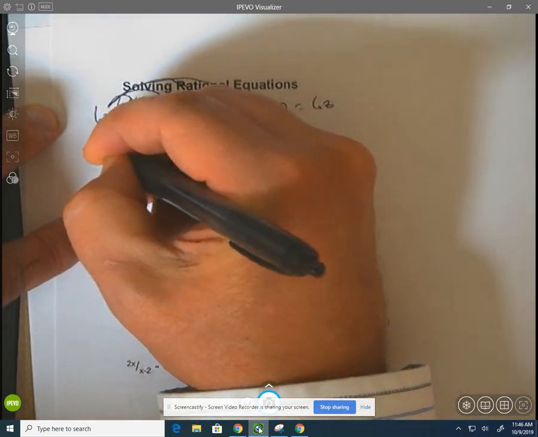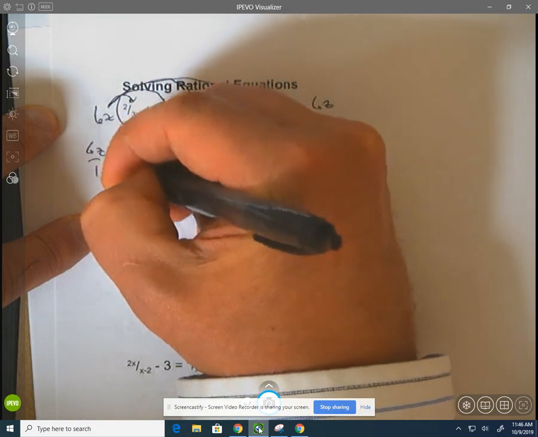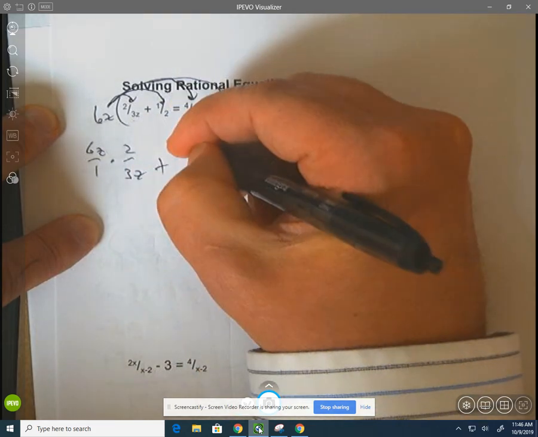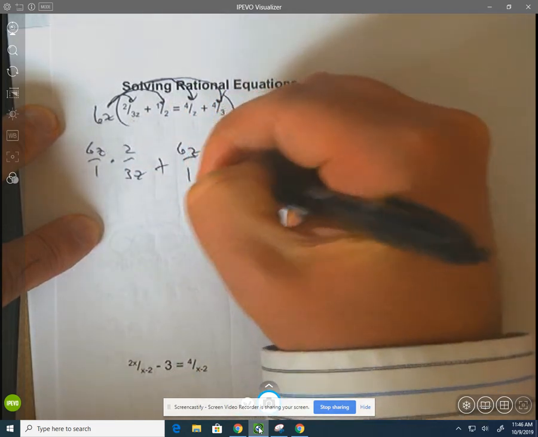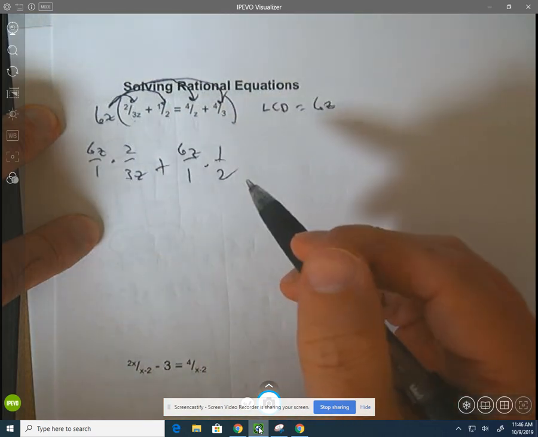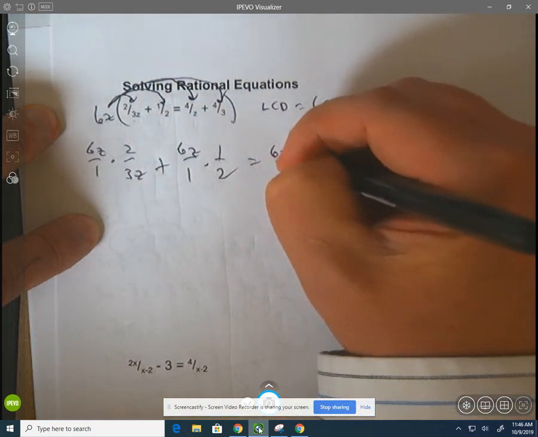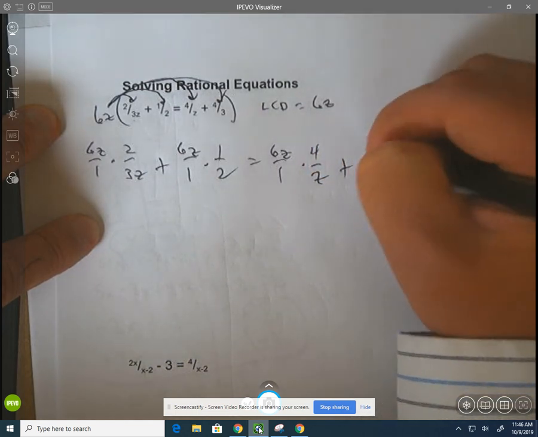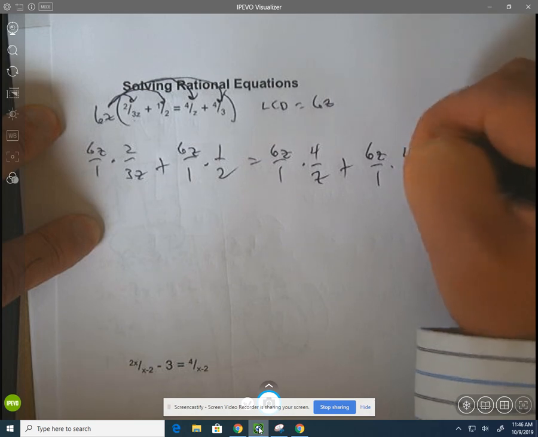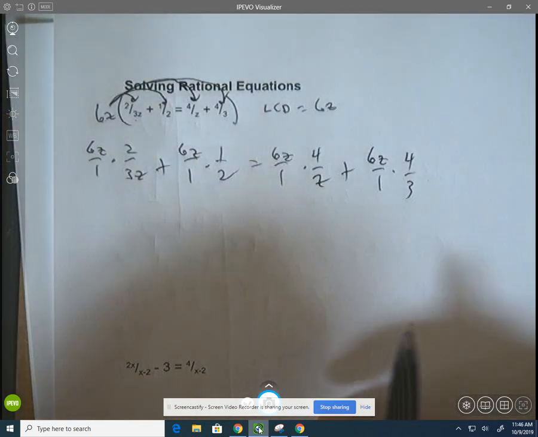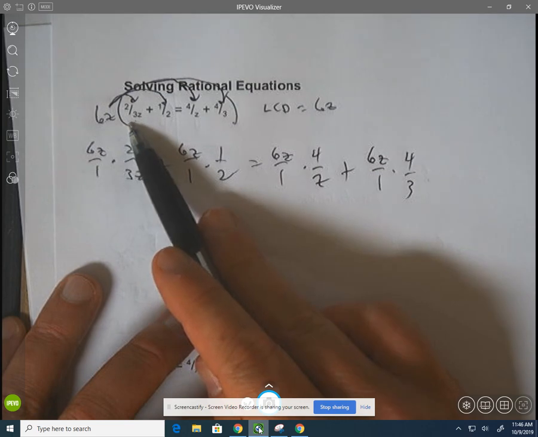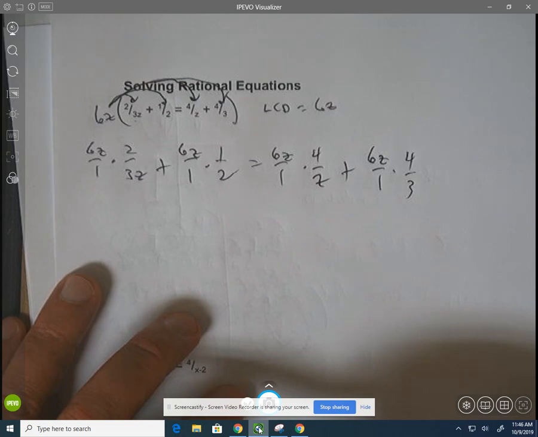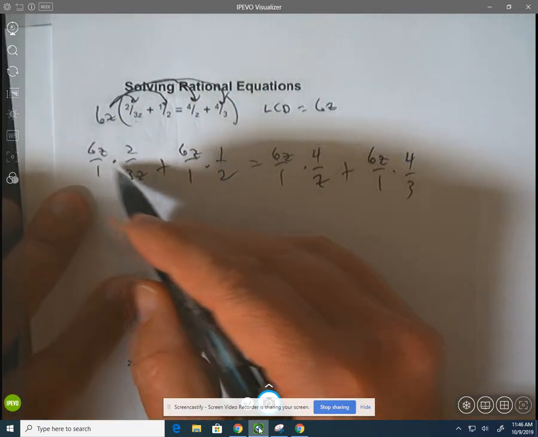So I get 6z over 1 times 2 over 3z. So that's just 6z times the first thing that's in there, plus 6z over 1 times 1/2, 6z times the second thing that's in there, equals 6z over 1 times 4 over z, plus 6z over 1 times 4 over 3. So again, that was just distributing through 6z, and that 6z came because that was my least common denominator. But now watch what happens if I look at some things I can cancel.